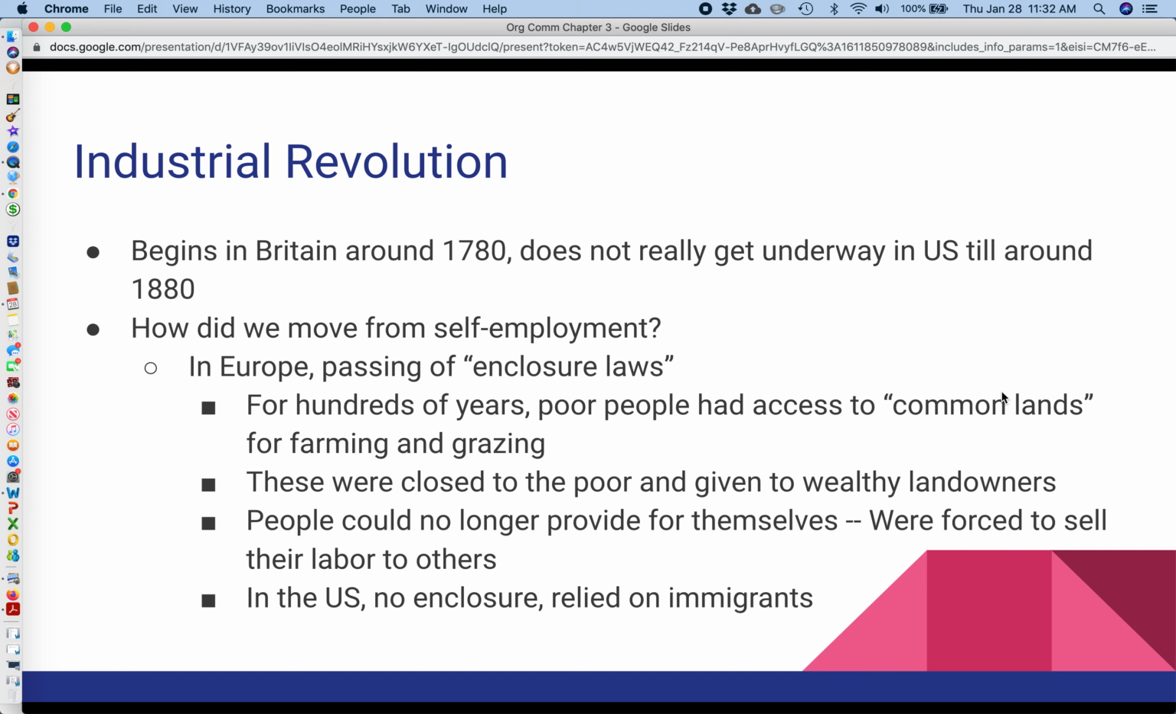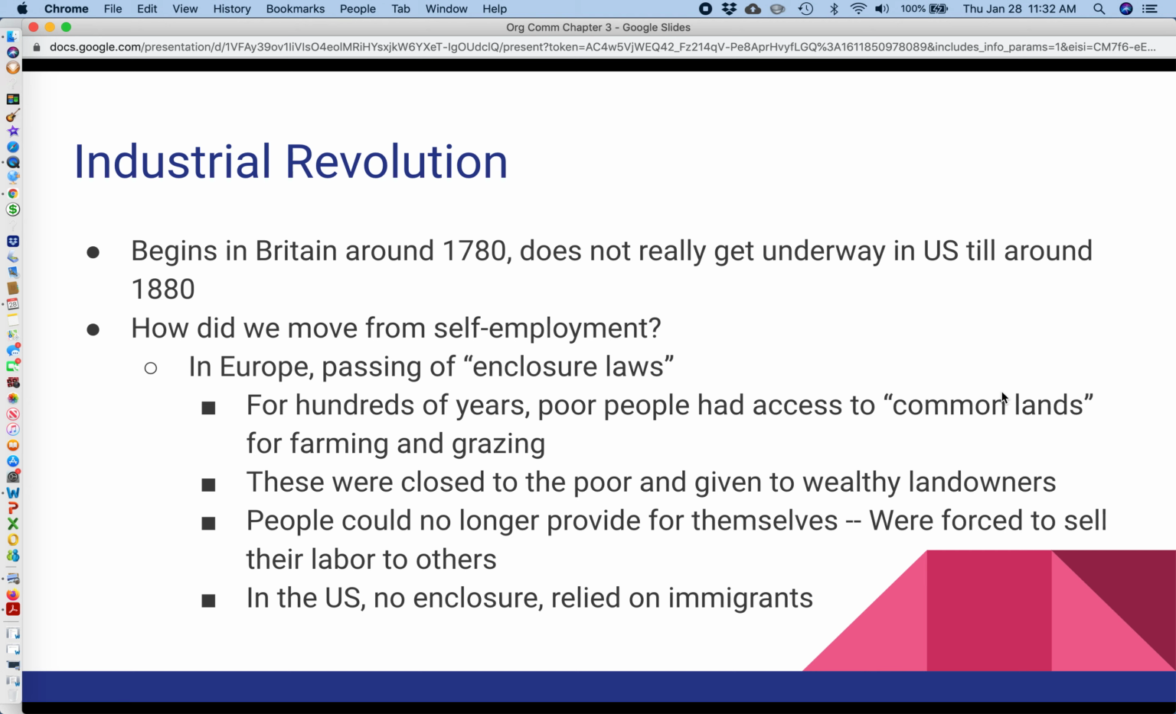So a little bit of history. For hundreds of years, prior to the passing of these enclosure laws, poor people had access to what were known as common lands. And on these common lands, they could go out and farm. They could grow their own crops, and they could raise animals. They could have them graze out there.